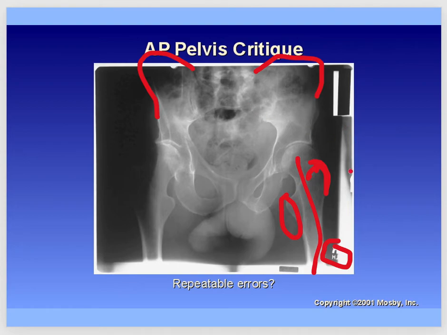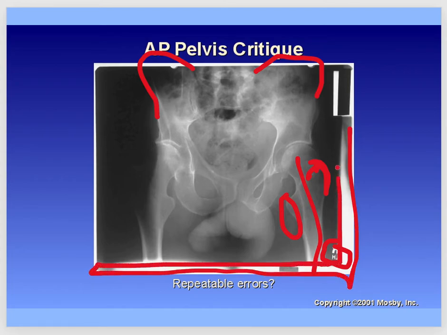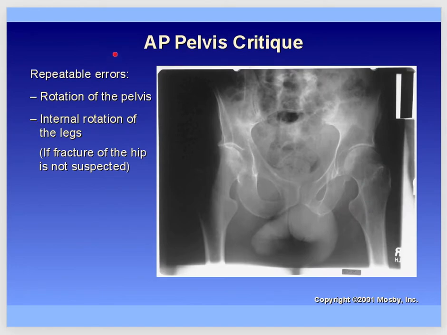Also, you are not lined up to your image receptor. You can see right here with the white outline on this image that you're not centered, you're not well positioned on your image receptor. So rotation of the pelvis, there is rotation. This one is more sharp. This one is wide, so there's rotation this way for that patient.